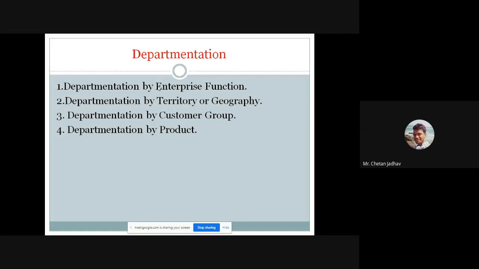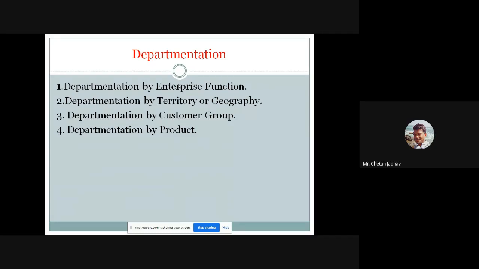Means suppose we can take an example of any one manufacturing company. We can take the example of Tata Motors. Tata Motors will be producing different types of vehicles like 2-wheelers, 3-wheelers, 4-wheelers. And in producing those vehicles, they need a design department, production department, inspection department. Likewise there are n number of departments, so they will go for departmentation by enterprise function. Means they will divide their departments like design department, then production, manufacturing, then inspection. Like this way they will divide this type of department. So this is called departmentation by enterprise functions.